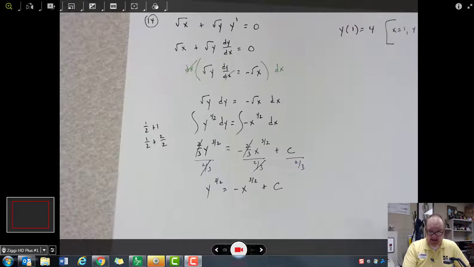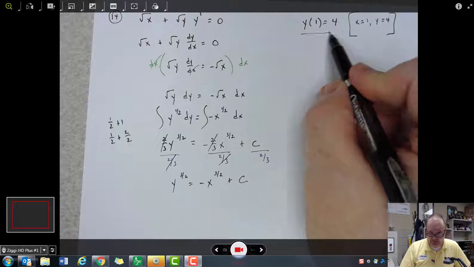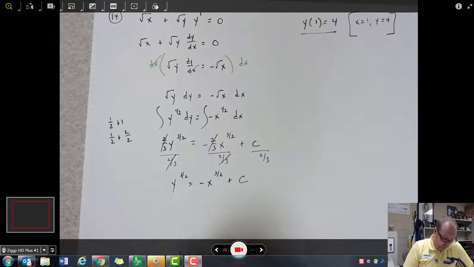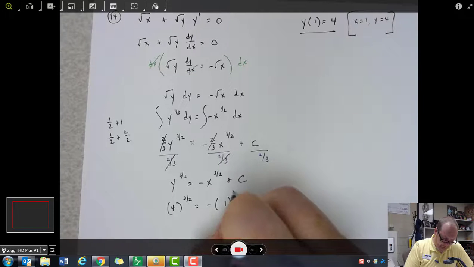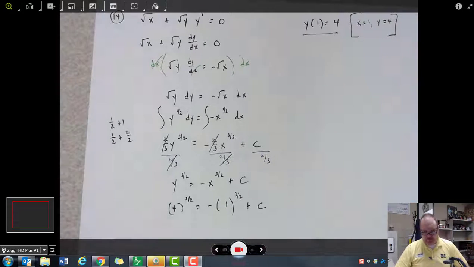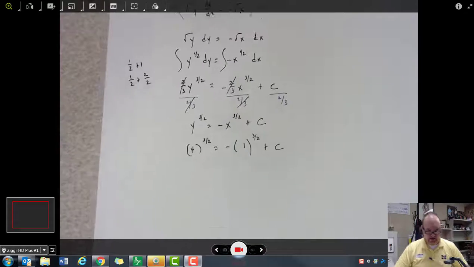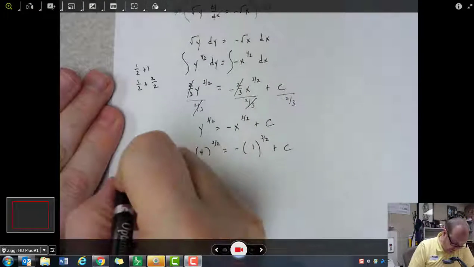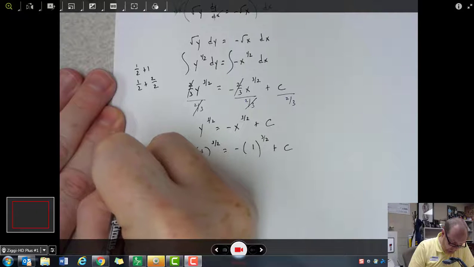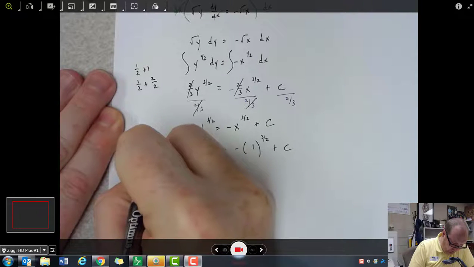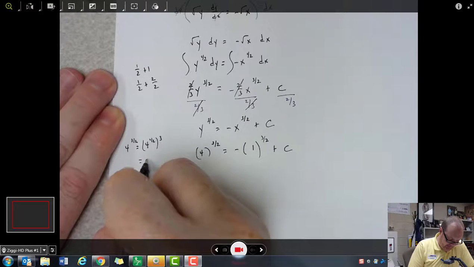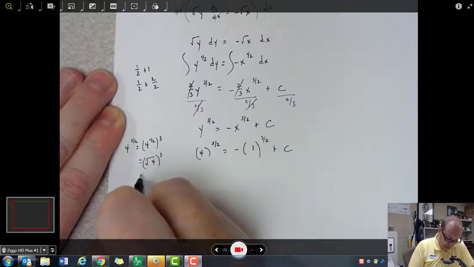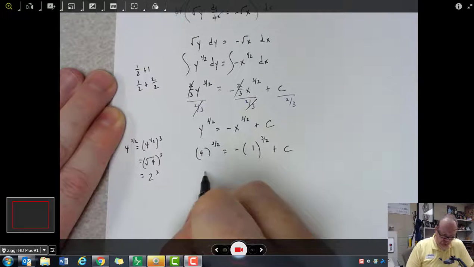It's a general solution. I now want to use my initial condition. So I'm going to let y be 4, and I'm going to let x be 1. And I'm going to use that to find c. All right, so 4 to the 3/2 power, that's the same thing as 4 to the 1/2, and that thing cubed, which is the same thing as the square root of 4 cubed, which is 2 cubed, which is an 8.